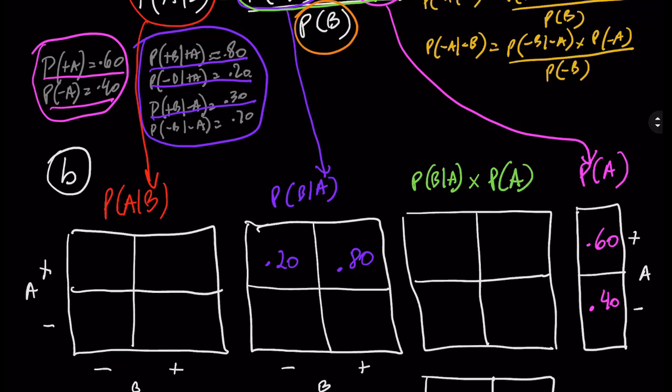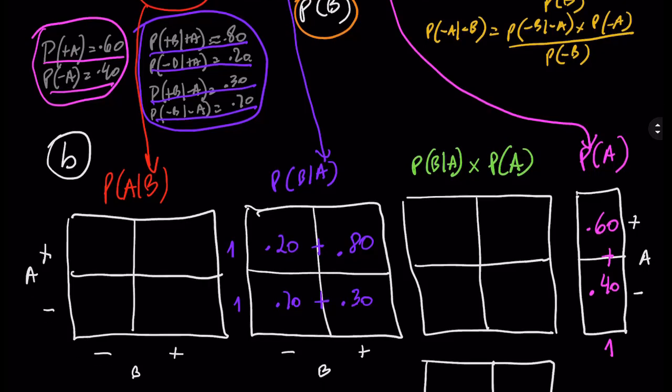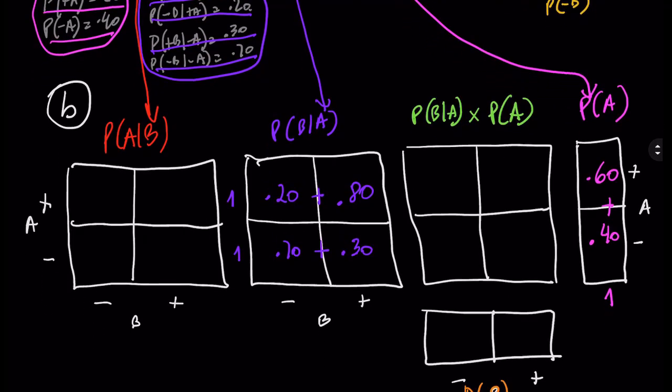Probability of B being true, given that A is false, should go on the bottom right corner, because that's plus for B and minus for A. And finally, probability of B being false, given that A is false, goes on the bottom left corner. We need to check that these add up: 0.8 plus 0.2 is 1, and 0.7 plus 0.3 is 1. And we also check that 0.6 plus 0.4 also adds to 1.